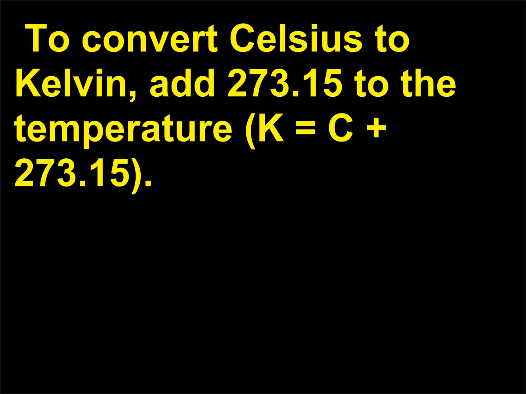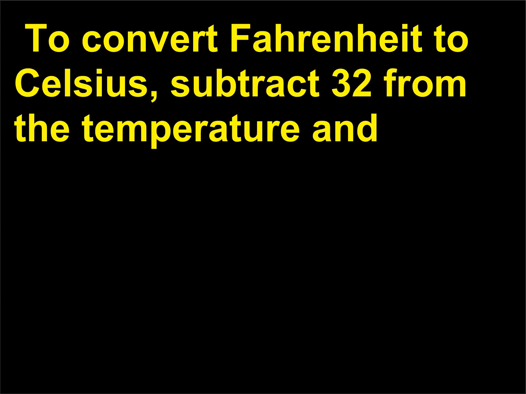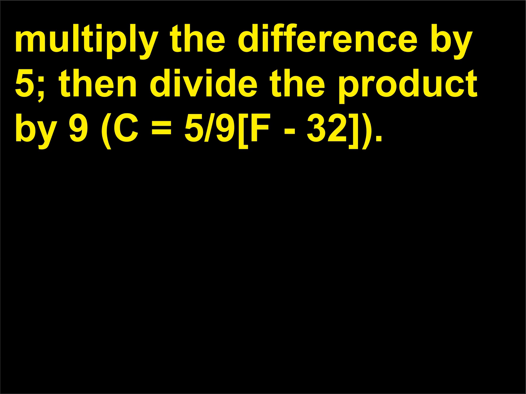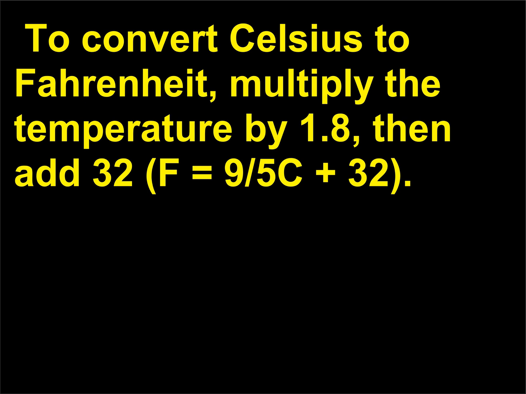To convert Celsius to Kelvin, add 273.15 to the temperature, K equals C plus 273.15. To convert Fahrenheit to Celsius, subtract 32 from the temperature and multiply the difference by 5, then divide the product by 9, C equals 5/9 (F minus 32). To convert Celsius to Fahrenheit, multiply the temperature by 1.8, then add 32, F equals 9/5 C plus 32.